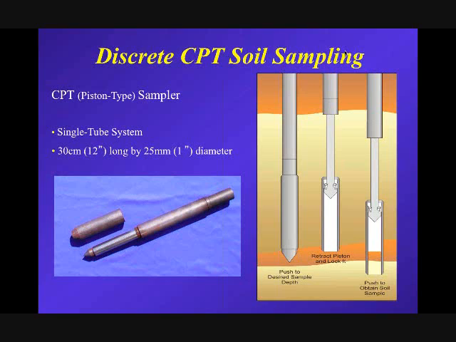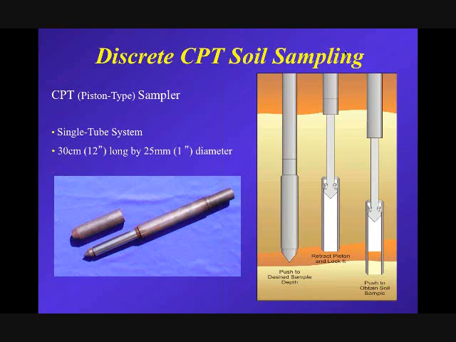It's about the same size as a cone. It's essentially a couple of inches in diameter, about 50 millimeters in diameter. It looks just like a cone, except there's no electronics inside. And so when you've done the CPT, you get a very good detailed stratigraphic profile.